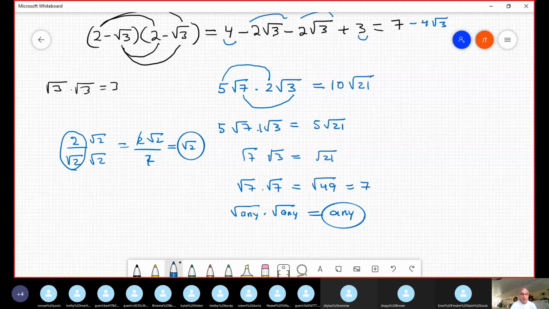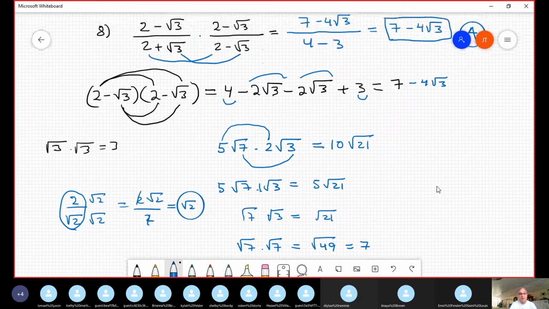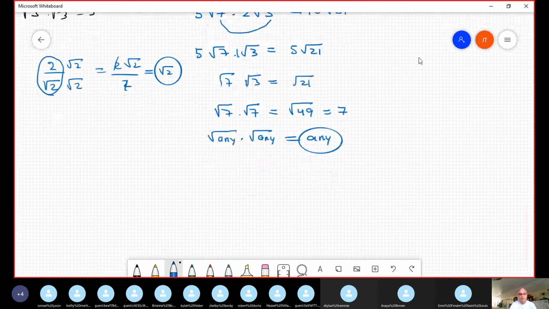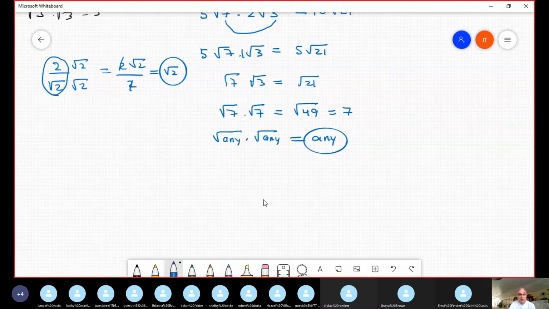When it's a binomial, it's more complicated. You multiply by the conjugate. It's the thing that we are doing now. Okay? Super? Yeah, super.